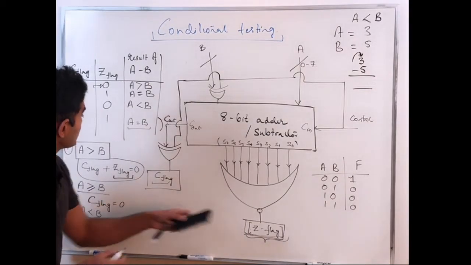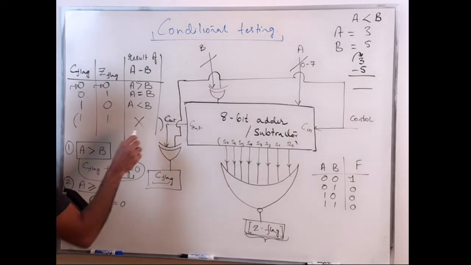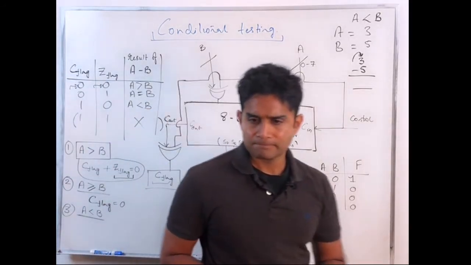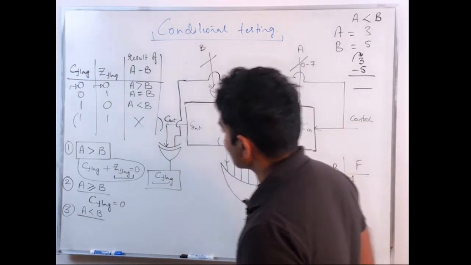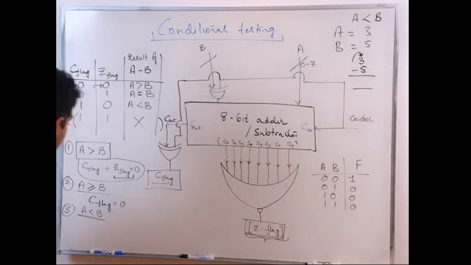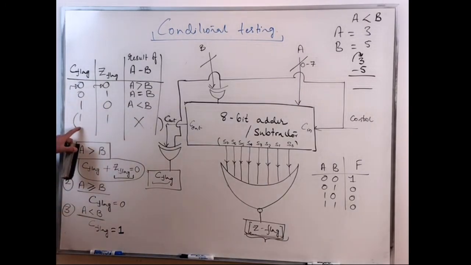You see that this does not happen. So let me just put this as X. For A to be strictly less than B, my C flag should be a 1. Because if my C flag is 1, then the Z flag also being 1 will not happen.